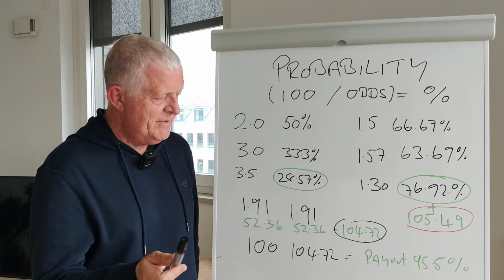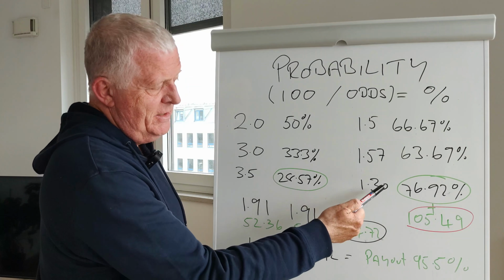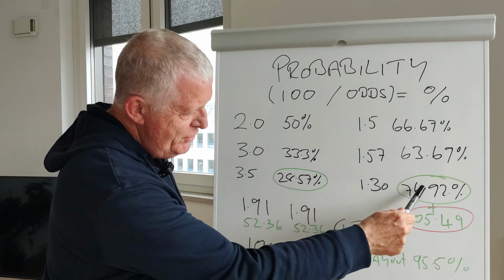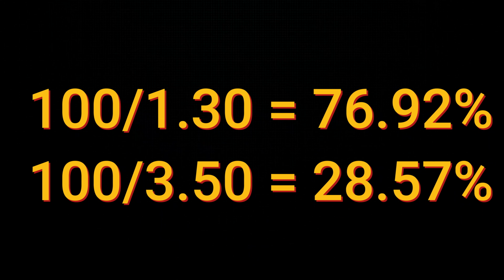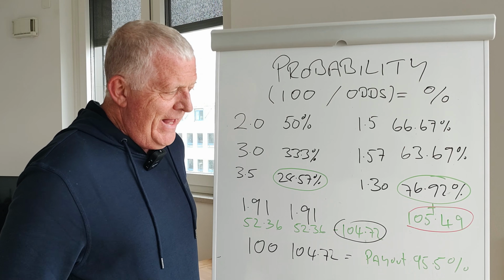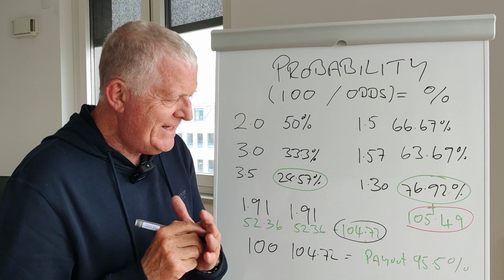If you wanted something more like a moneyline bet, and say there was a favourite where it was 1.3 with a 3.5, you'd add these two numbers together and you would come to 105.49%. Now, that is what we call the overround. So that is not the house edge.